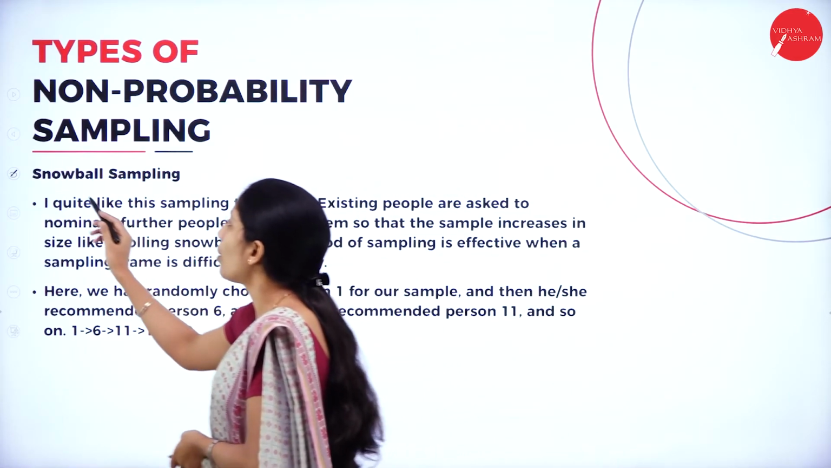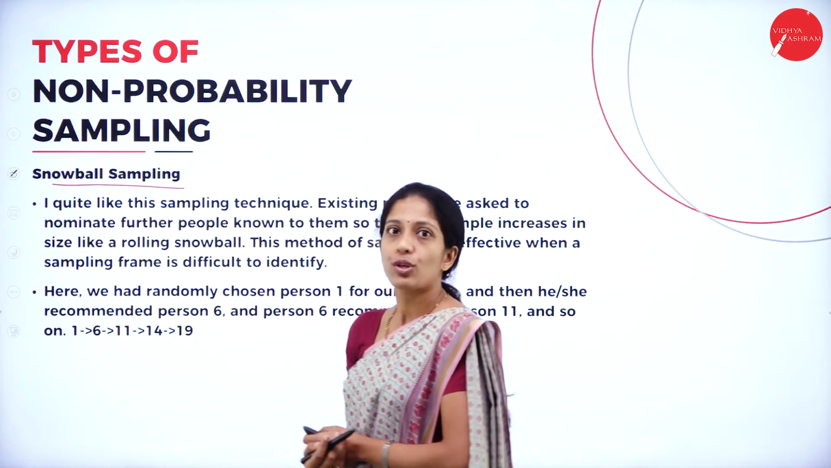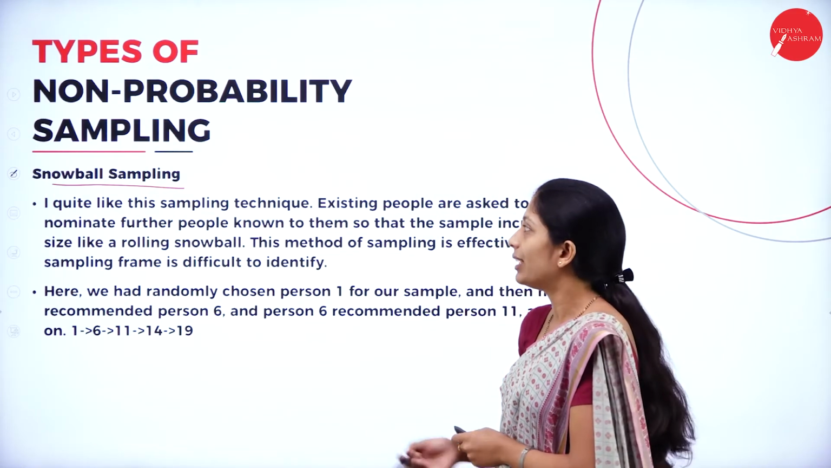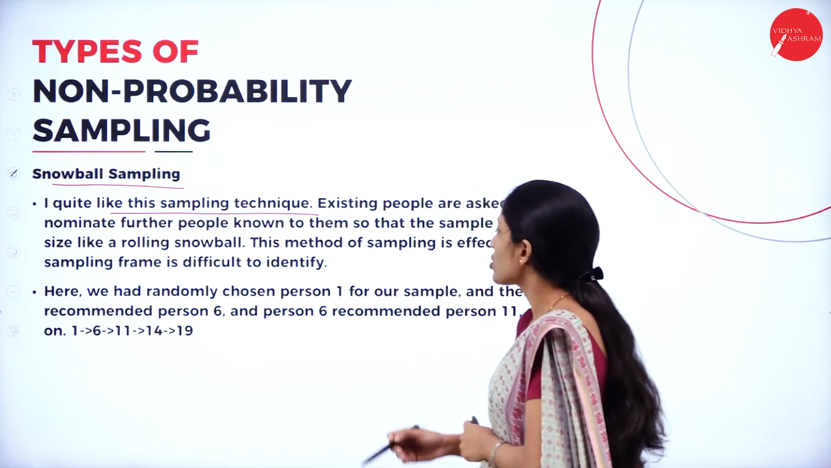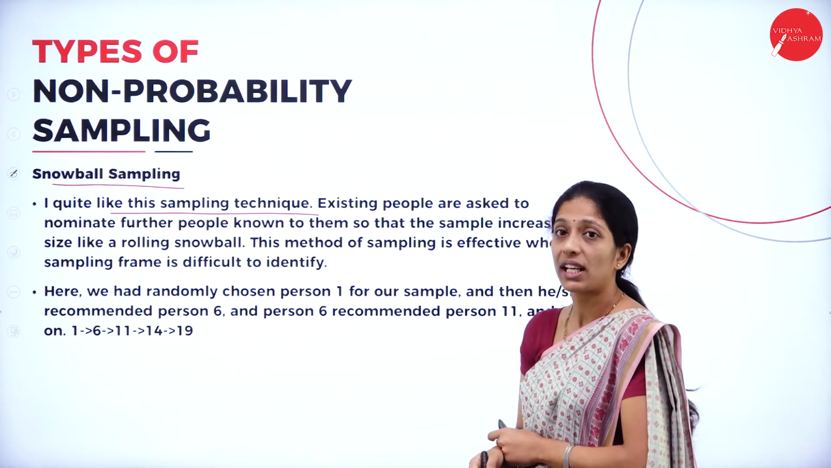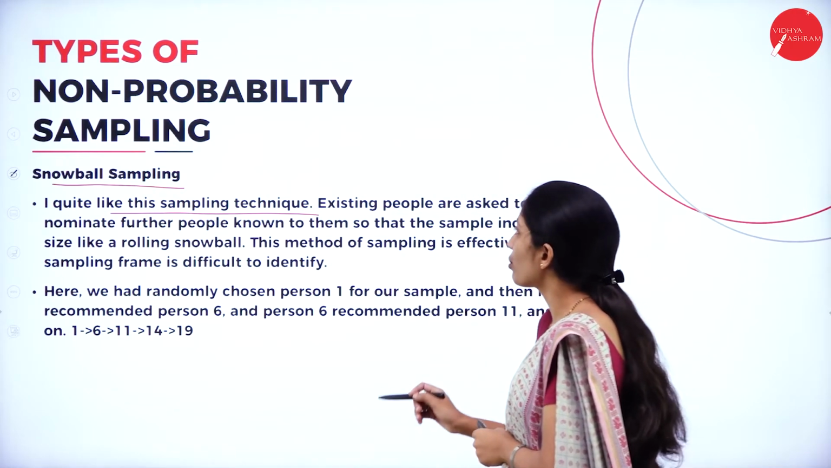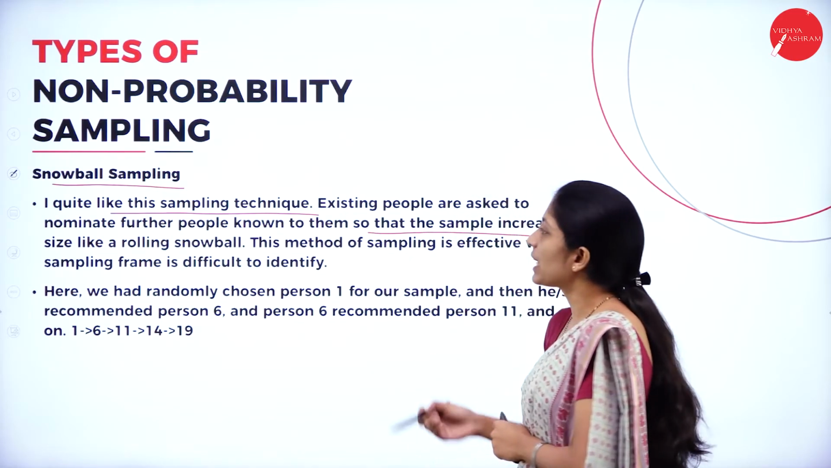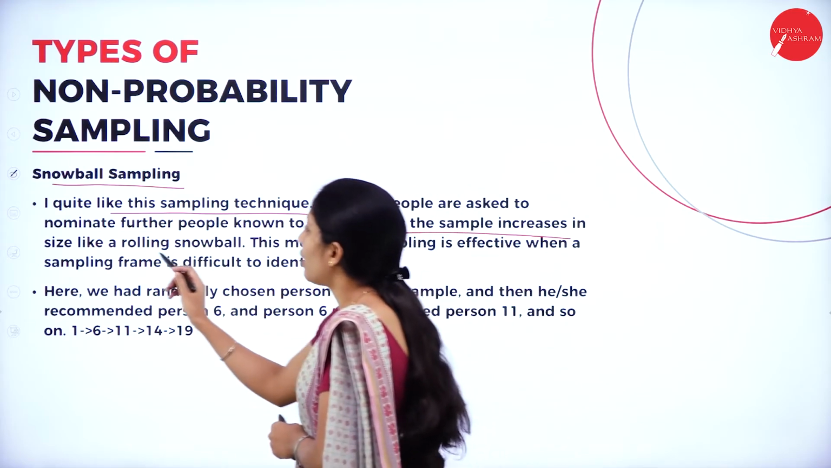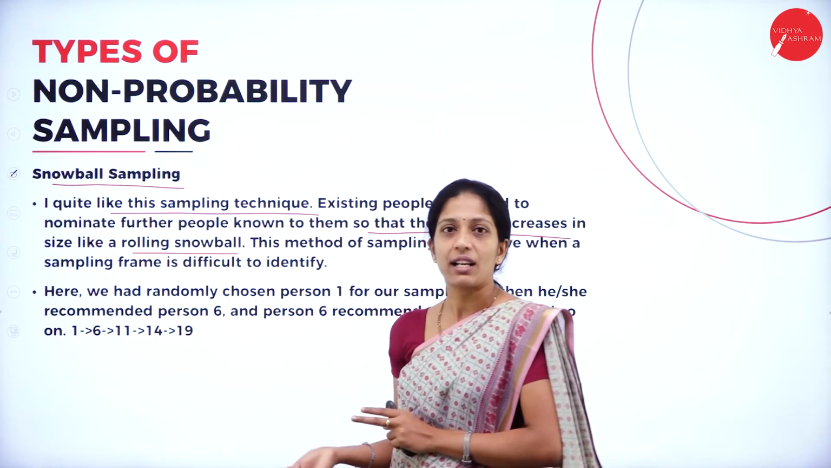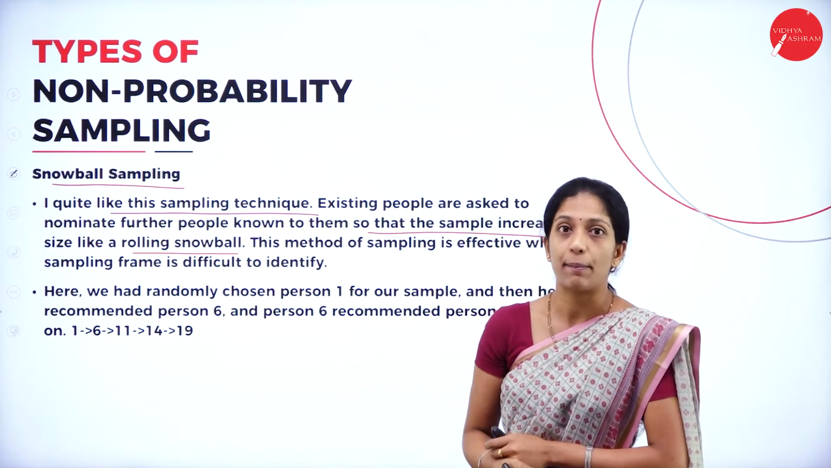Next one is snowball sampling. This is also one of the important sampling methods. I quite like this sampling technique. Existing people are asked to nominate further people known to them so that the sample increases in size like a rolling snowball. You will understand better if I show the example here.